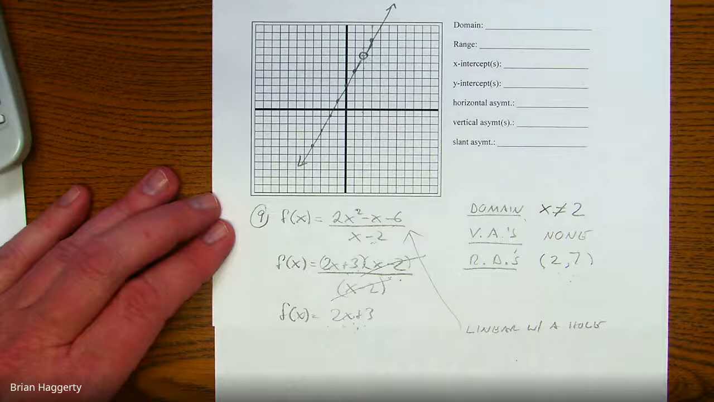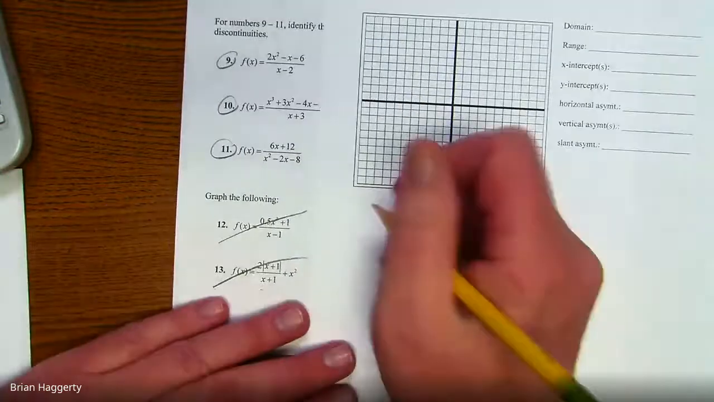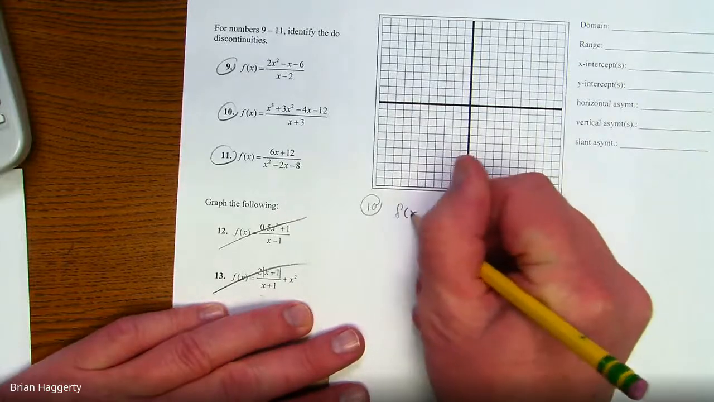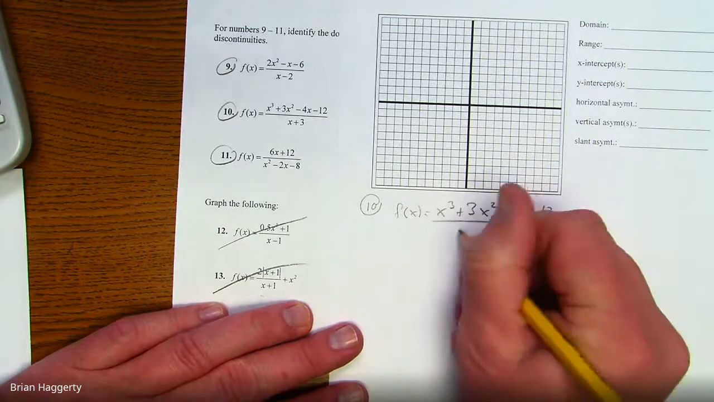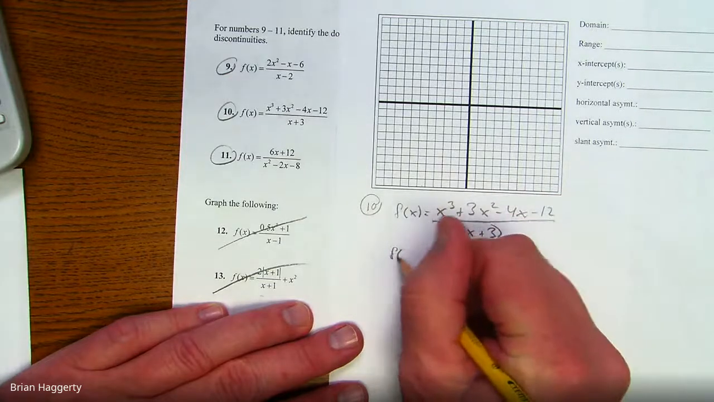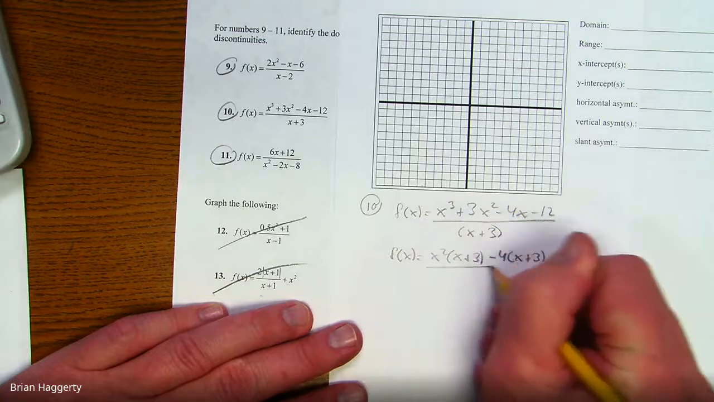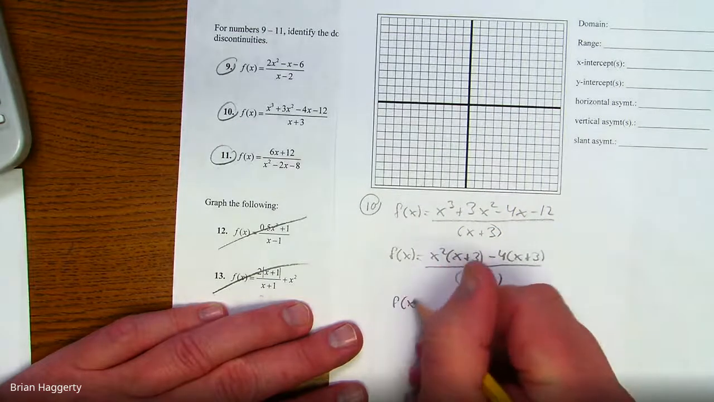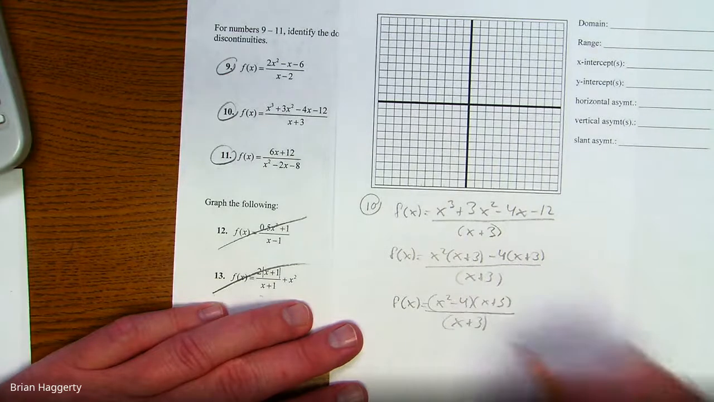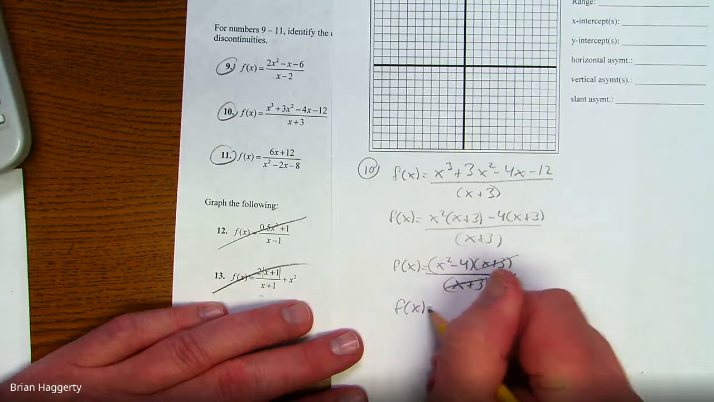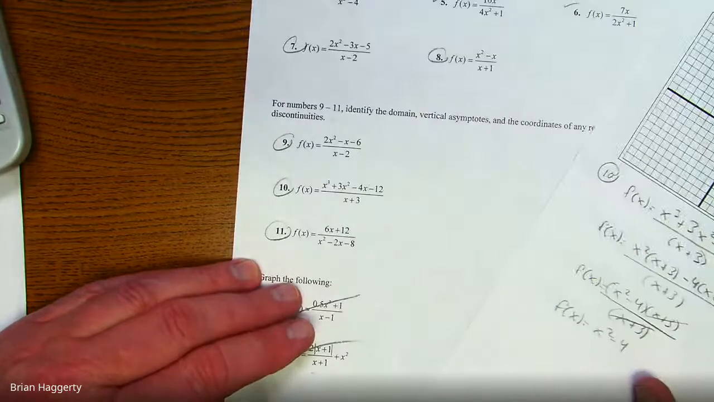All right, we good with that one? All right, on to number 10. I should do it down here since we really don't fit that category up there. And what do they want? Vertical asymptotes, holes.